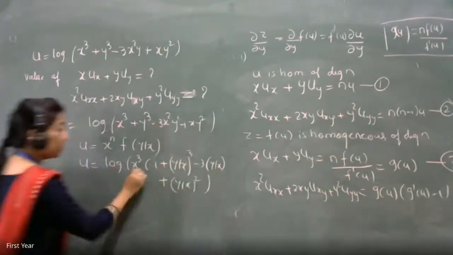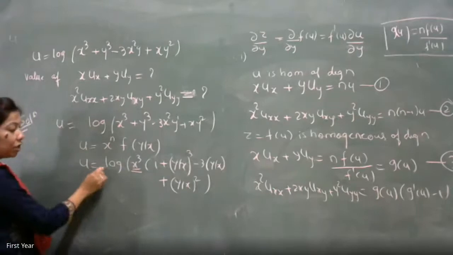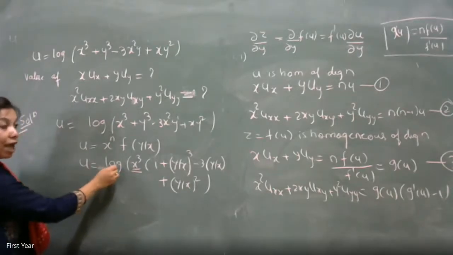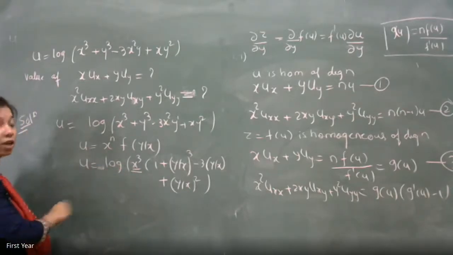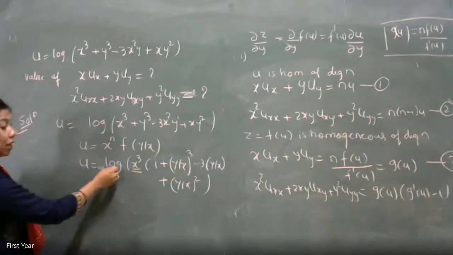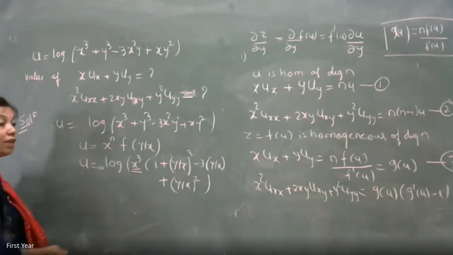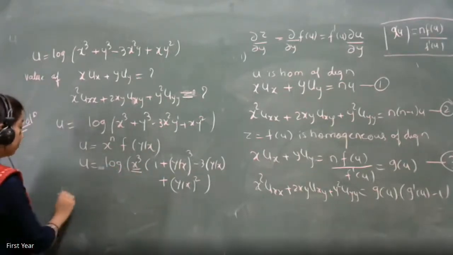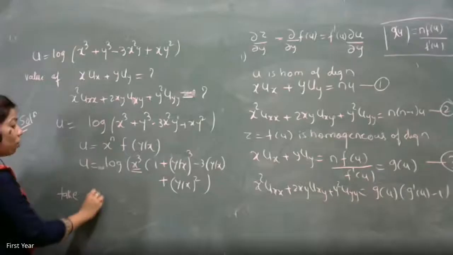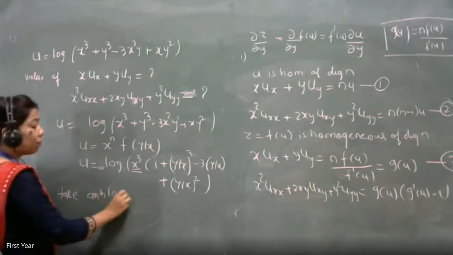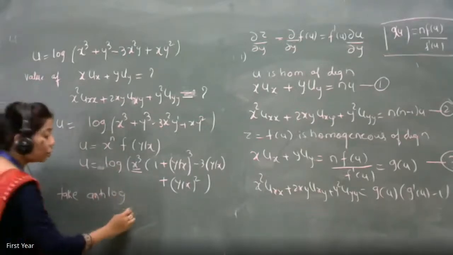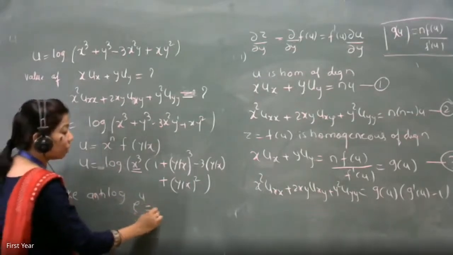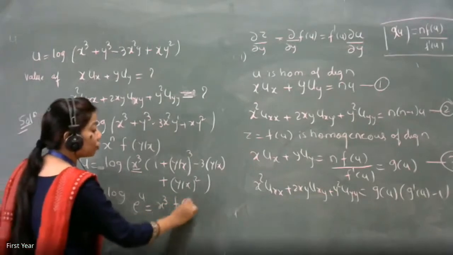Is it okay? This x cube cannot be written here. Can you see everyone? That's why I have to take this log on the other side. So it is not directly homogeneous. If I want to take log on the left hand side, what should I do? Take anti-log. If I want to remove log, I have to take anti-log. So what will happen? E raised to u will be x cube into some function of y by x.